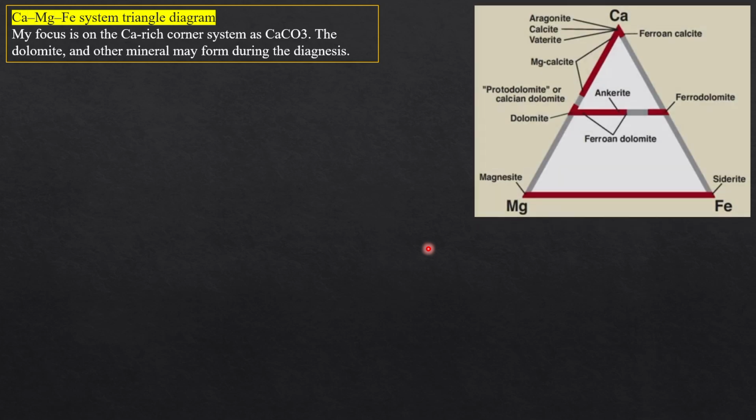Which rocks are exposed in my area? Firstly, we see the calcium, magnesium, iron carbonate triangle diagram. In this calcium, magnesium, iron system, most of the minerals present in my rock are aragonite and calcite, but dolomite is also present, though it is present after deposition, after diagenesis.